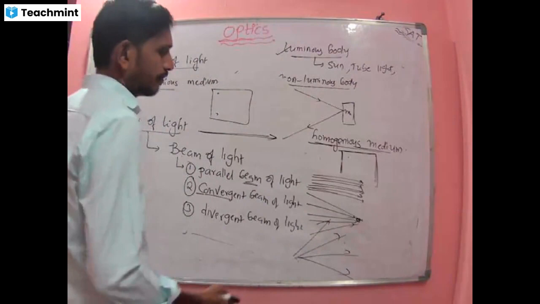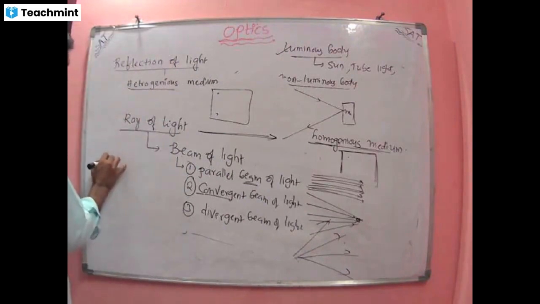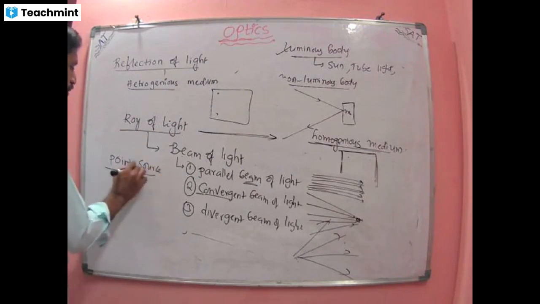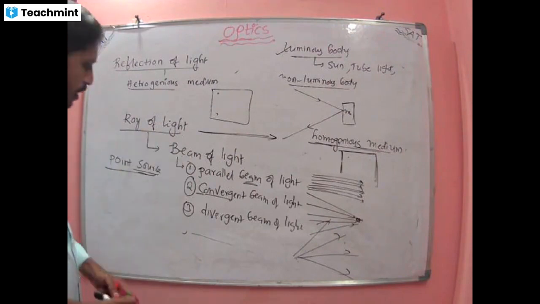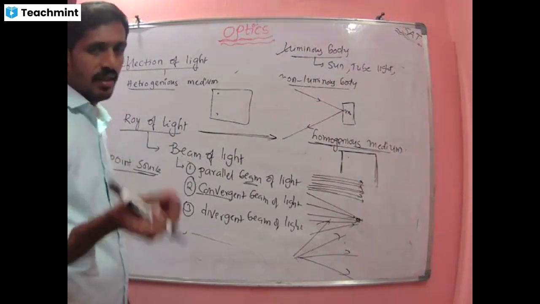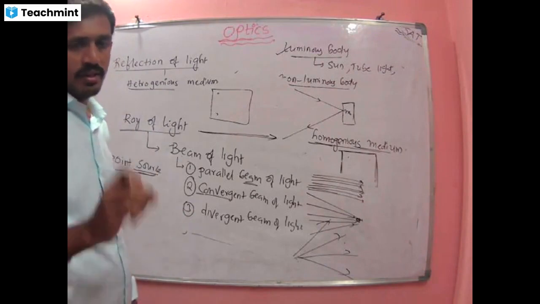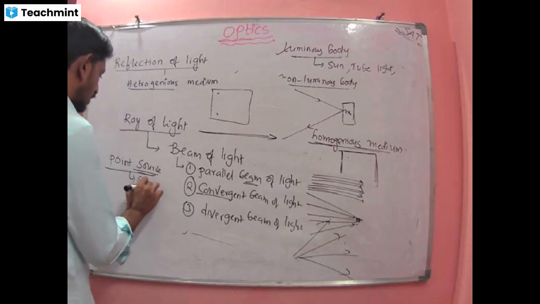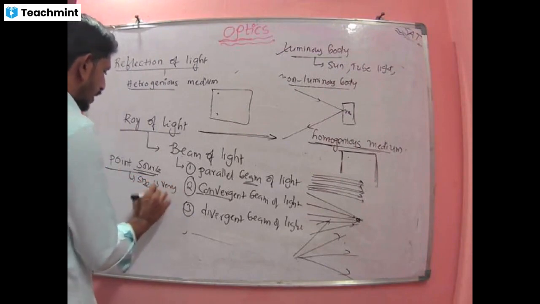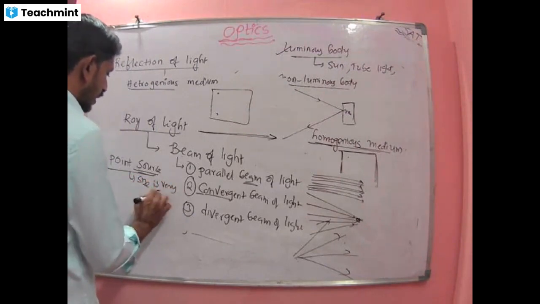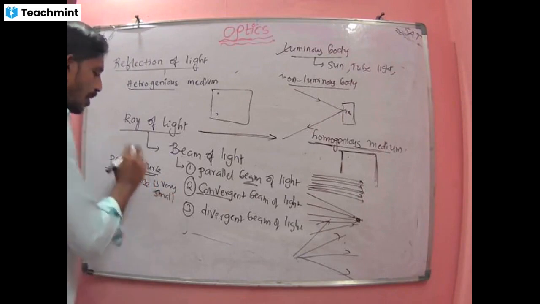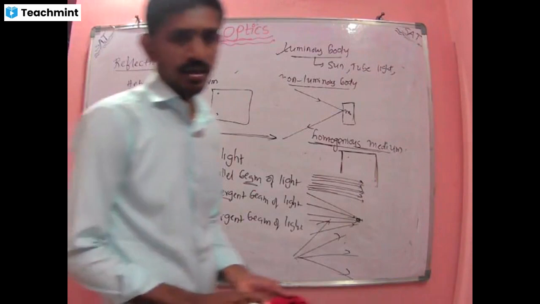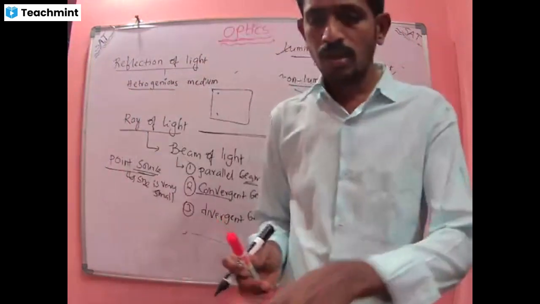Next, the last point: point source. What is a point source? A source is something which gives light. What does point mean here? The size of that source is very, very small. That type of source is called a point source. These are the terminology we need to understand.